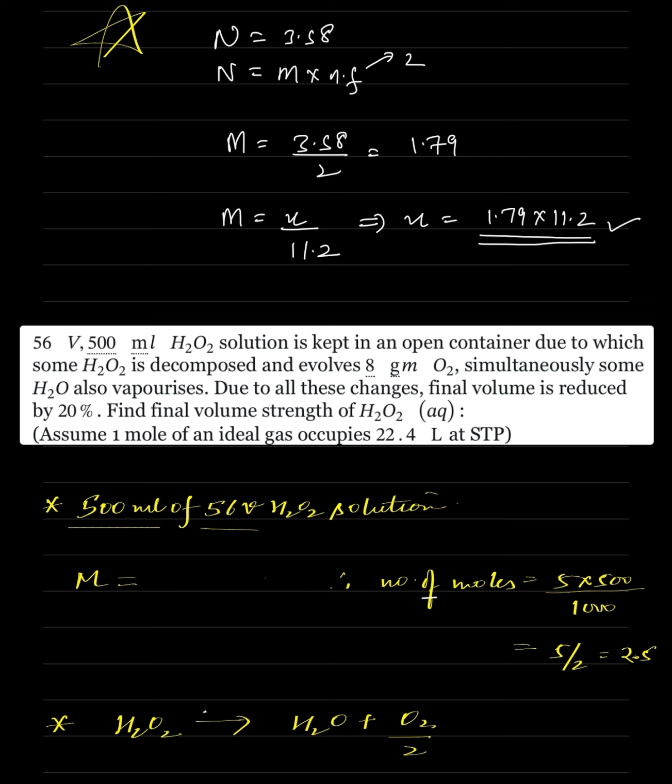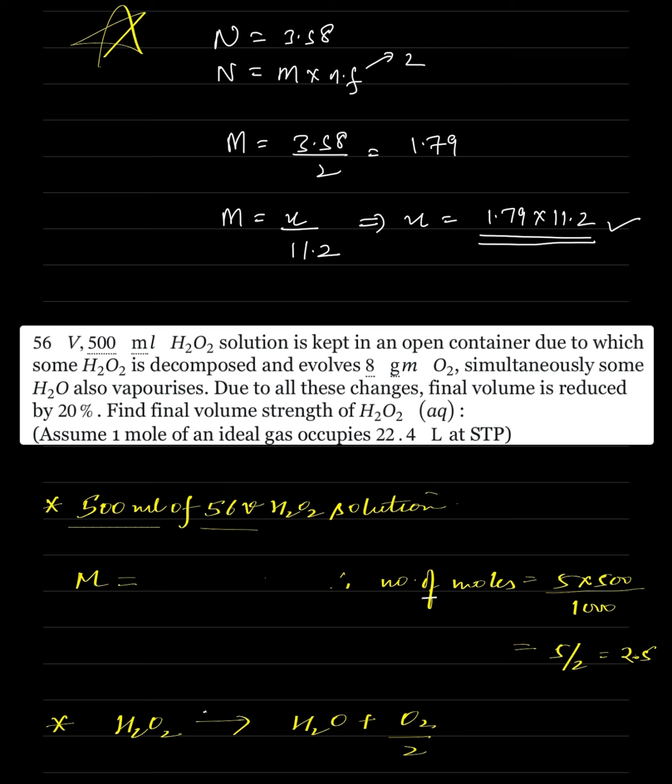So we have kept it in the open. Because we have kept it in the open, some amount of O2 is released, which is 8 grams according to the reaction, and some amount of H2O is also vaporized, right? Due to these changes, the final volume is reduced by 20%. The question is asking what is the final volume strength of H2O2.